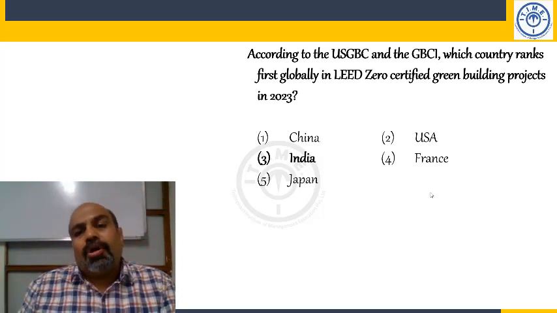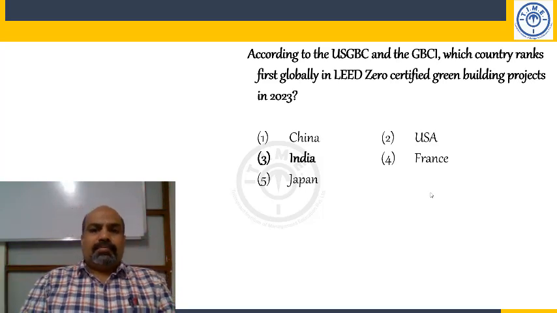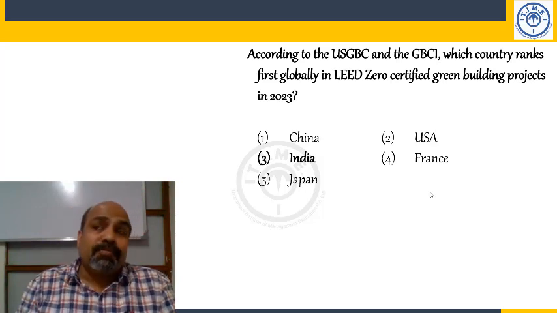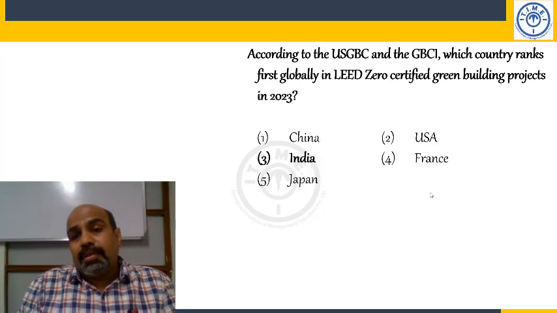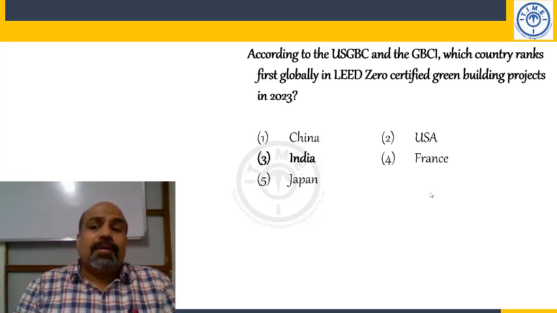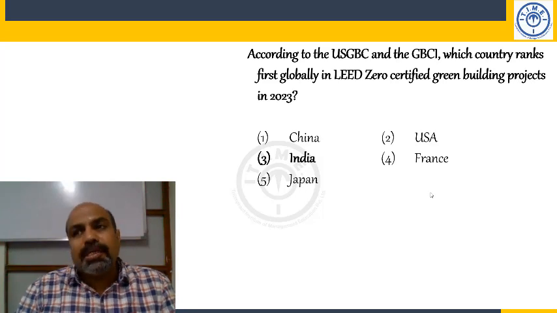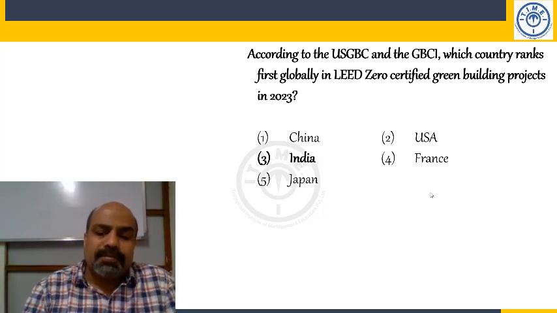Next. So how many buildings did India have? 73. Yeah, 73. Second is US with 47 projects. China comes in third with 15. So India is a world leader in green building certification.